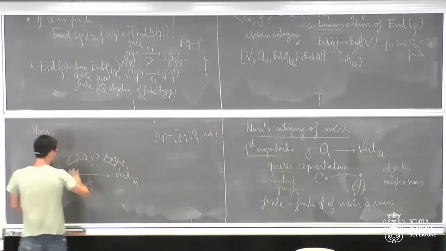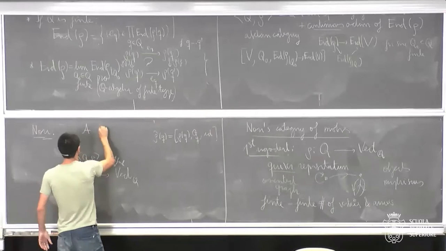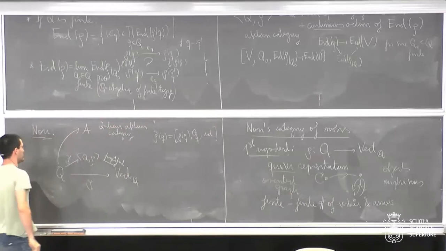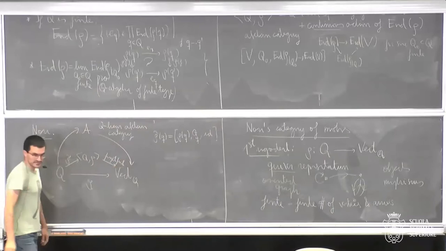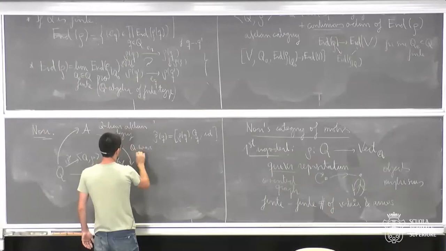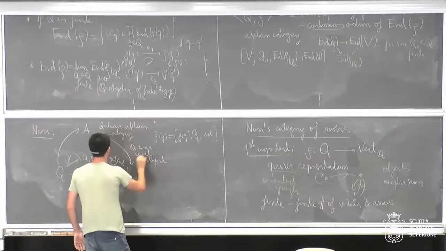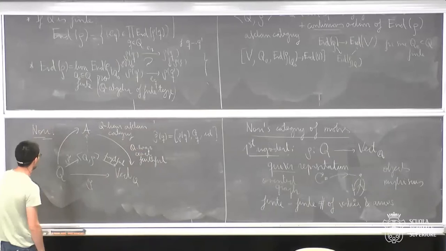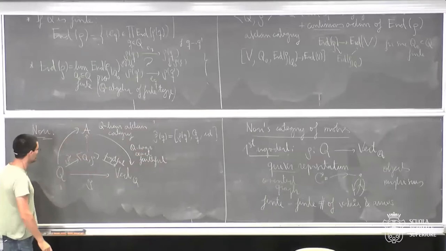And then the universal property says that if you have A, which is a Q linear abelian category, you have a map from Q to A. And here you have something that looks like a forgetful functor. So this means Q linear exact faithful functor. And you know that everything commutes. So then there's a unique map, up to unique isomorphism, that makes the whole thing commute. Okay. So it's in this sense that this construction is universal.